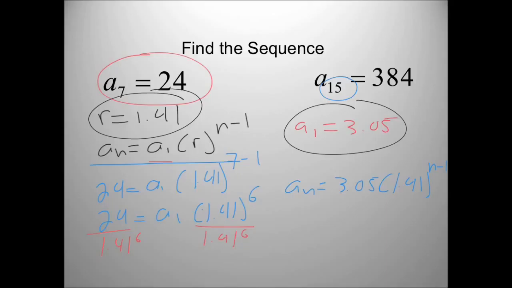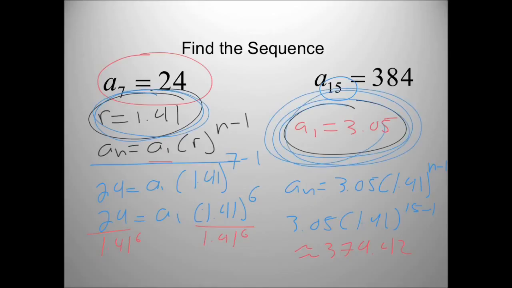So if I do that, if I have 3.05 times 1.41 to the 15 minus 1, I should get approximately 384. And when I plug this in, I actually get approximately 374.42. Now the reason why that number is so far off from what it's supposed to be is because our r value and our a sub 1 value have been rounded. So I just want to emphasize how important it is to make sure you're as accurate as possible when you're doing these problems to avoid that kind of problem.